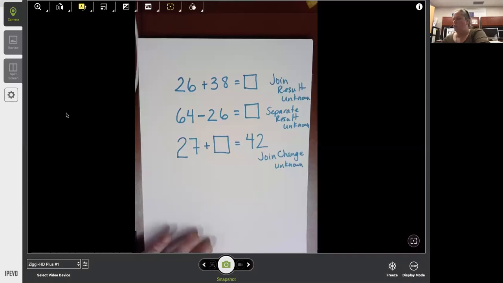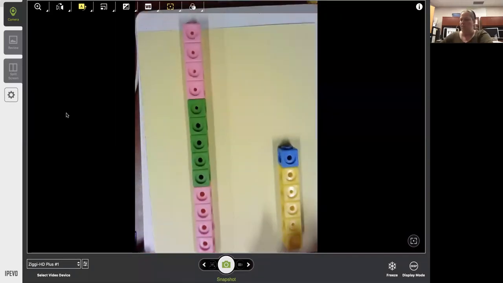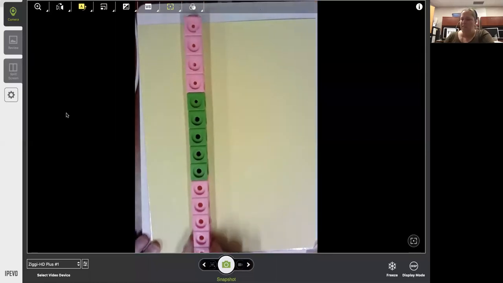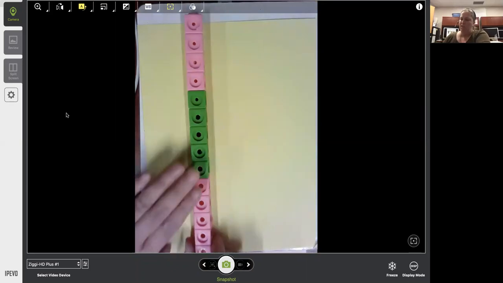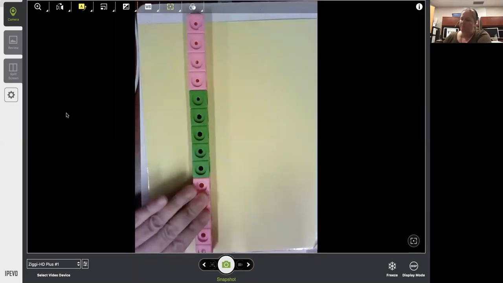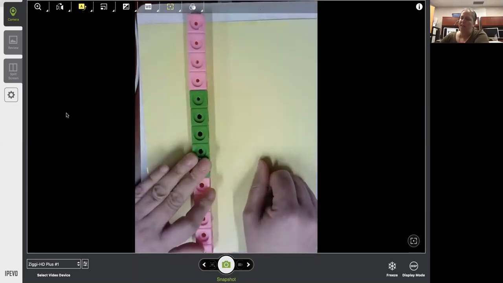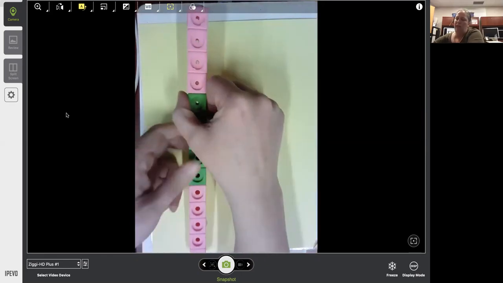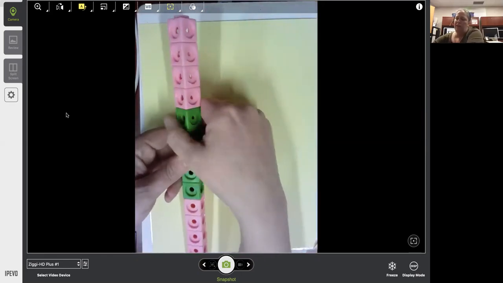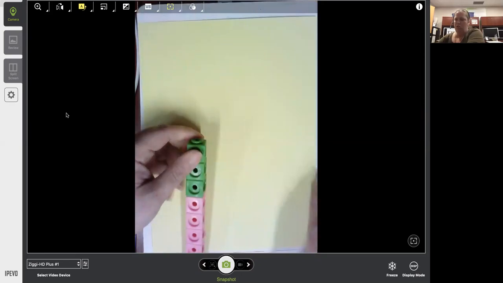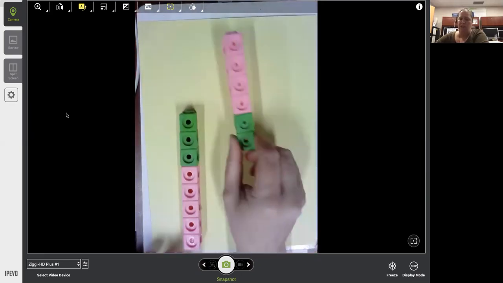And I'm going to just put a little diagram here. So this is 14. And if I was going to ask the question, you have 14 gummy bears and you ate 6, how many would you have left? That would probably promote students to use a separating action, right?